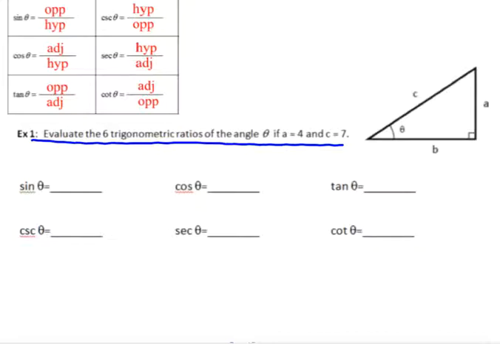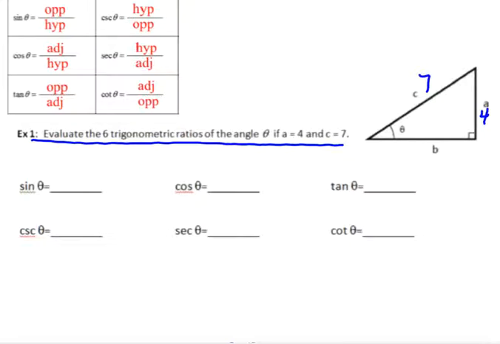So on my triangle, I'm going to label side A with 4 and side C with 7. And I need to find out what side B is to find everything in here. There's some trig ratios I can already find with 4 and 7, but I'm going to need all of them. So I'm going to use the Pythagorean theorem to do that.